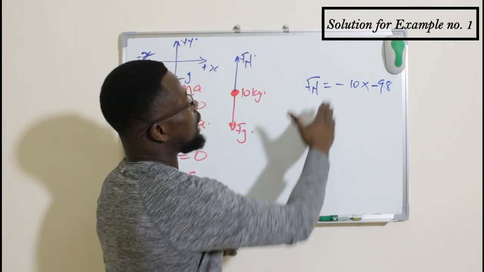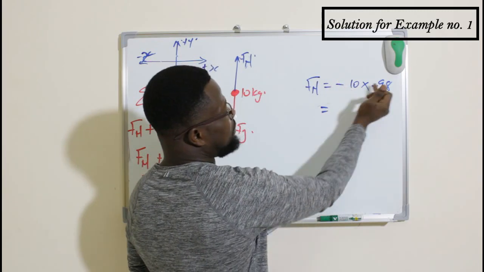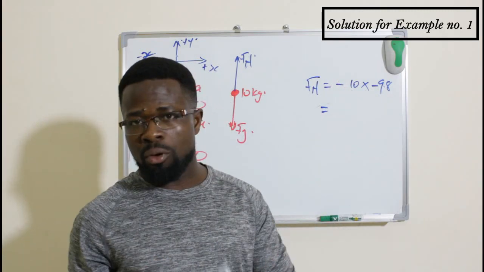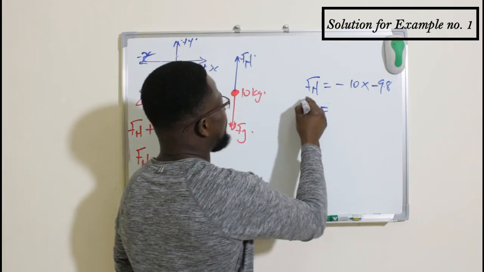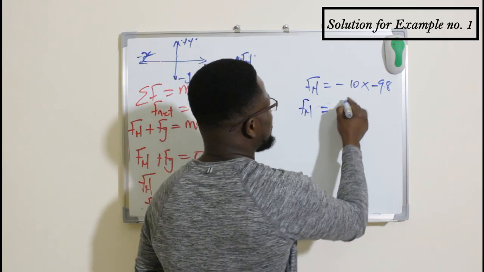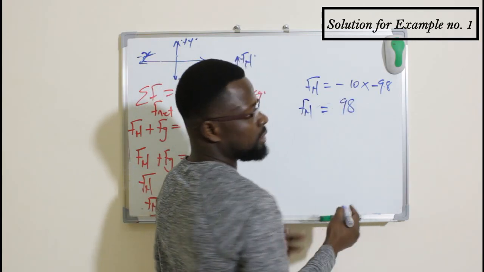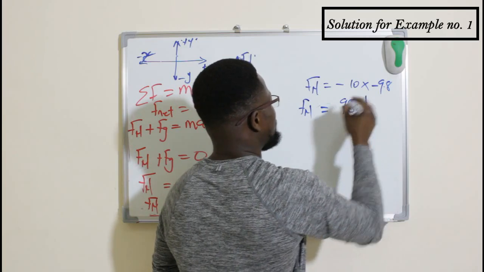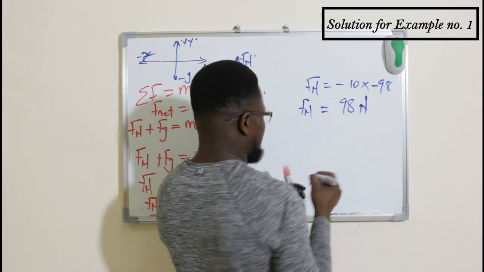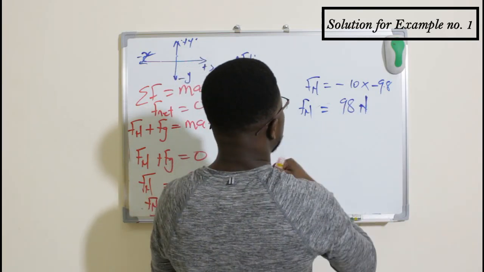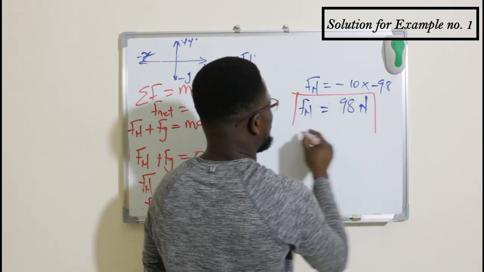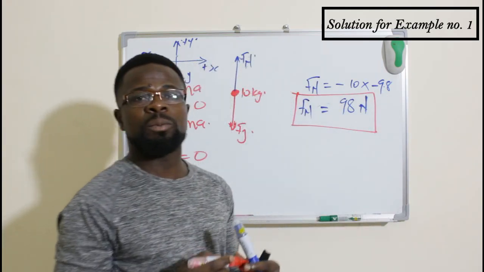And once we do that and multiply negative by negative, that gives us a positive value. And our answer will now become 98 newtons, because we are dealing with a force. So this is 98 newtons, and that becomes the normal force acting on this particular object.